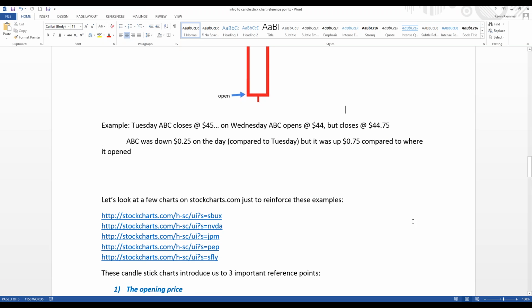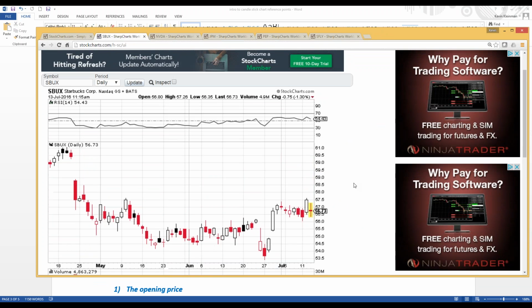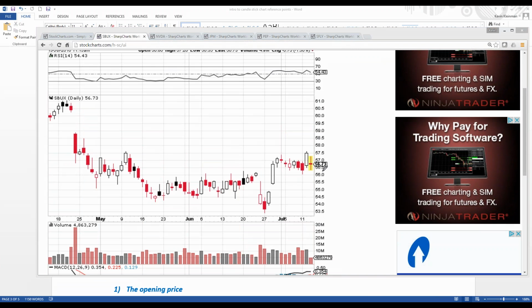Now I just want to look at a few charts to reinforce the terminology here and what we've seen. We're looking at a chart of Starbucks right now, a current chart, and you can see that Starbucks has today a down candle, but we do have a couple hollow candles that have shown up from time to time. You've got a couple black candles here, a couple wide body white candles.